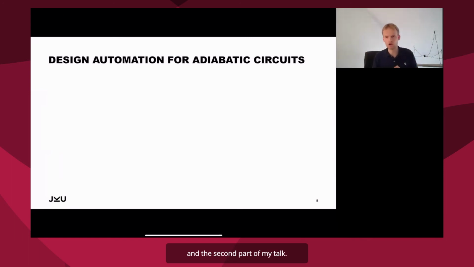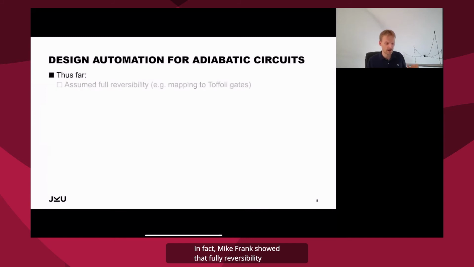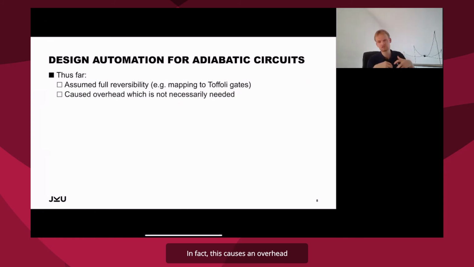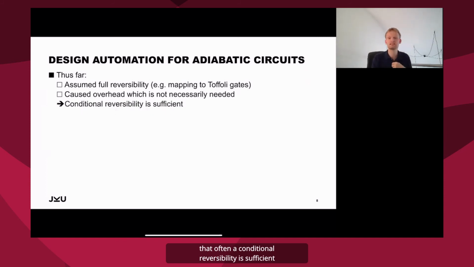And in the second part of my talk, I want to talk about how we can now do something similar for adiabatic circuits. And here I would like to particularly sketch the idea we've worked on one or two years ago together with Mike Frank, who came up with some interesting properties for adiabatic circuits which we can utilize. In fact, Mike Frank showed that full reversibility, as we considered it so far in the design of reversible circuits, is not always necessary. So we might not always need a mapping to a Toffoli gate. In fact, this causes an overhead, which we can avoid because Mike showed that often a conditional reversibility is sufficient.